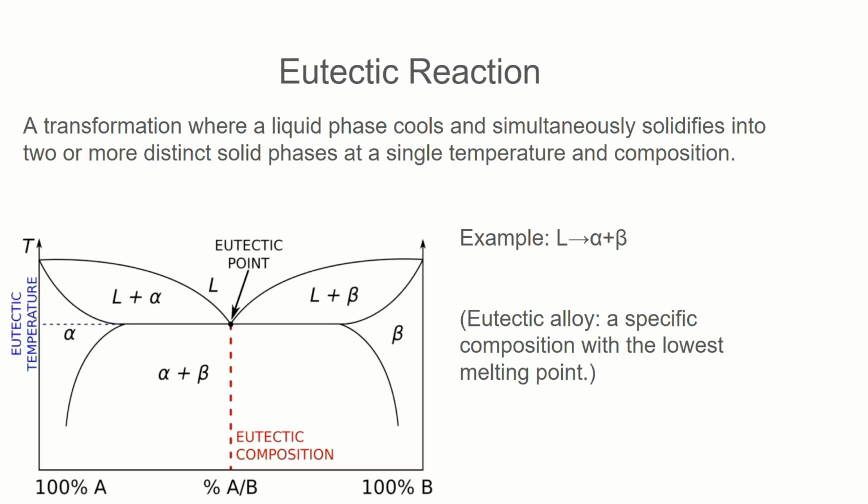So a eutectic reaction is a transformation where a liquid phase cools and simultaneously solidifies into two or more distinct solid phases at a single temperature and composition. For example, looking at L equals alpha plus beta is just a region in this graph where a eutectic reaction takes place. It happens in the liquid phase.